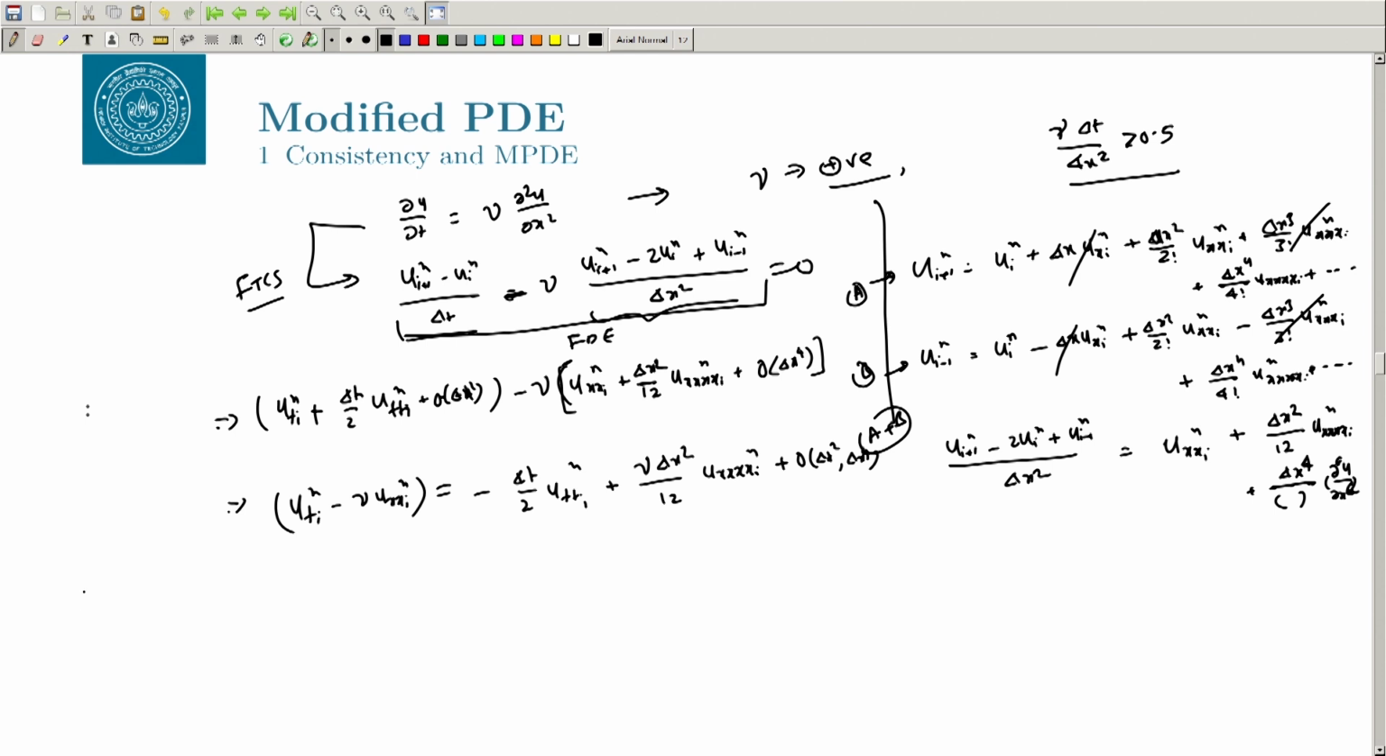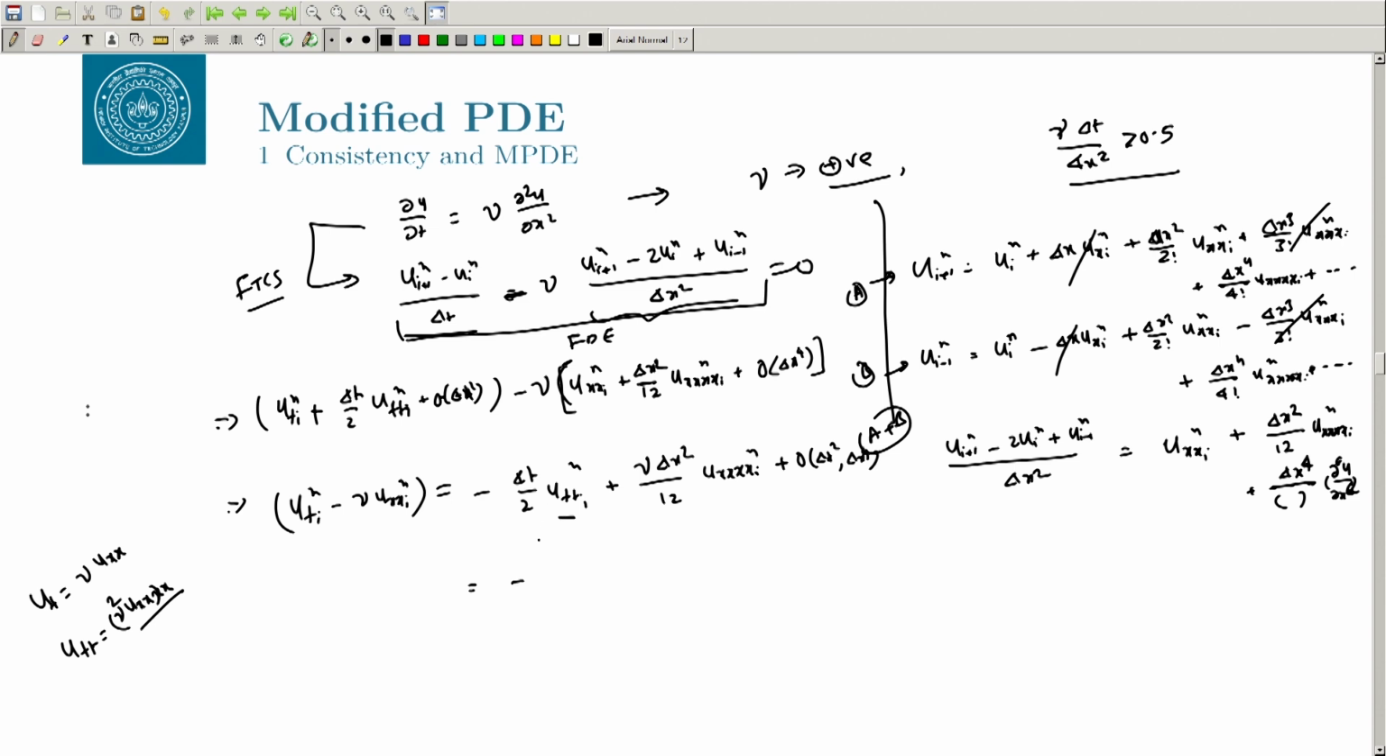Now, we will use this relation u_t equal to nu u_xx. So if you do u_tt, that will be basically nu u_xx divided by t, right. So that will become nu square u_xxxx, right. So, we have to basically represent the lowest order time derivative in terms of the spatial derivative to get the MPDE, right.